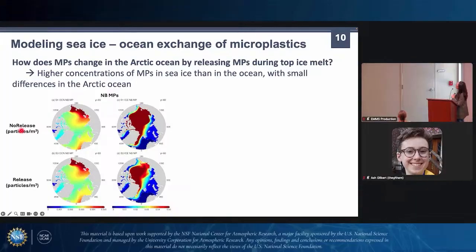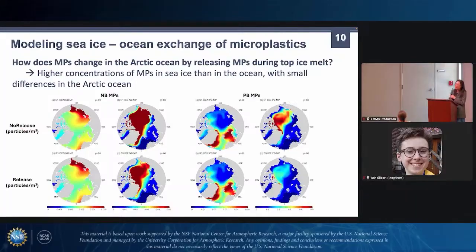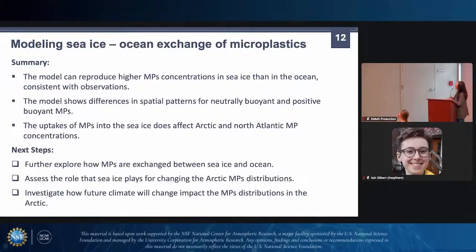So to summarize, the model can really reproduce higher microplastic concentrations in the sea ice than in the ocean, which is consistent with observations. The model shows differences in spatial patterns for neutrally buoyant and positively buoyant microplastics. And the uptake of microplastics in the sea ice does affect Arctic and North Atlantic microplastic concentrations.